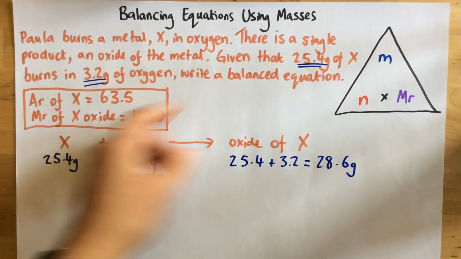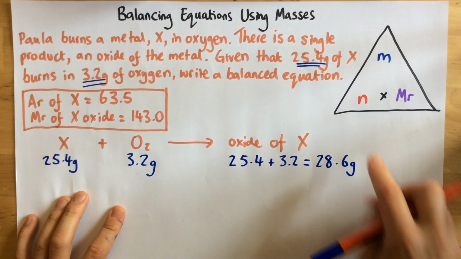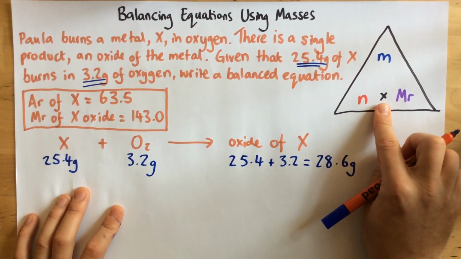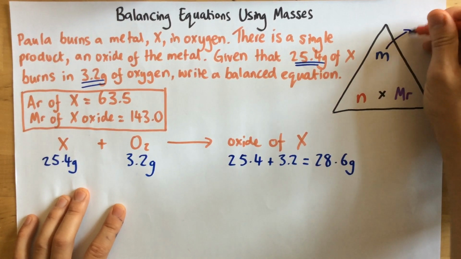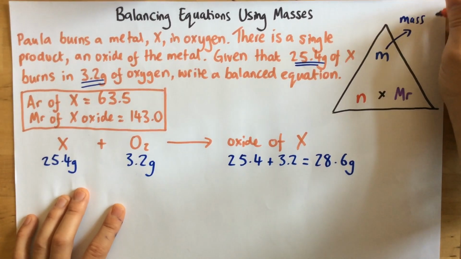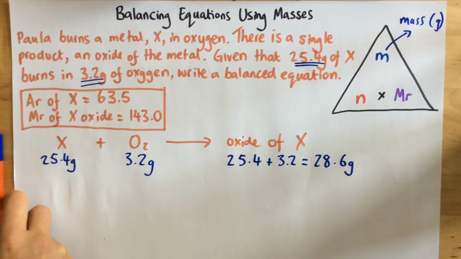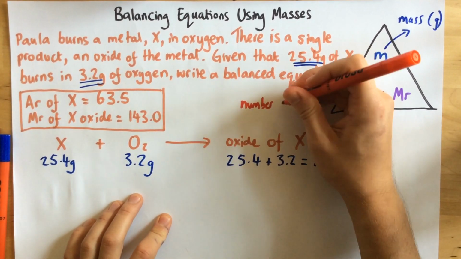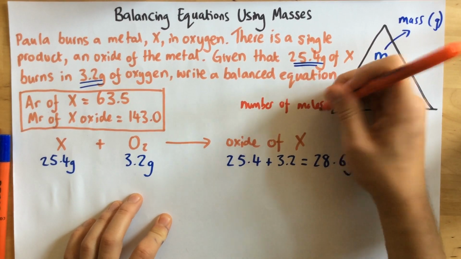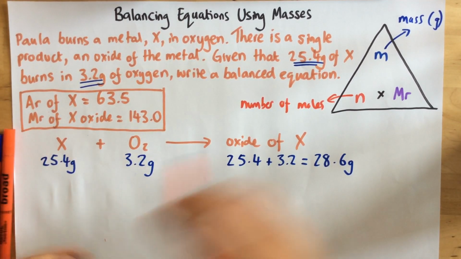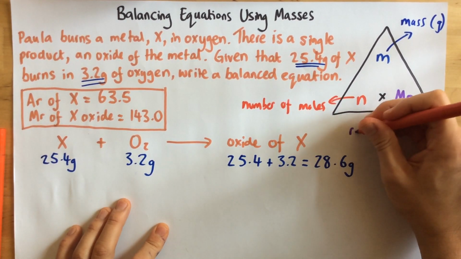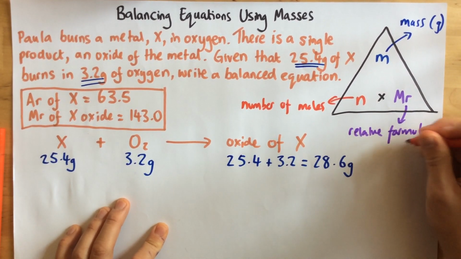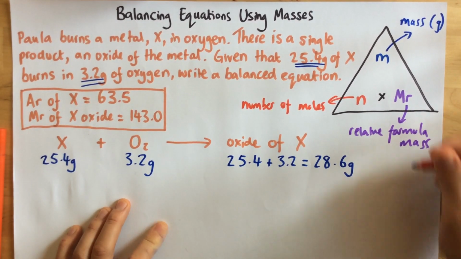What I'm trying to do now is find the number of moles. So I can use this equation triangle here. This comes in handy a lot of the time when we're using moles. So M stands for mass, which is measured in grams. N stands for the number of moles, so that's just the number of particles reacting. And Mr stands for relative formula mass. Now this could also stand for relative atomic mass, depending on what we're talking about.